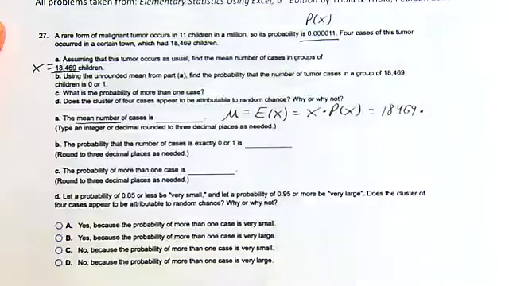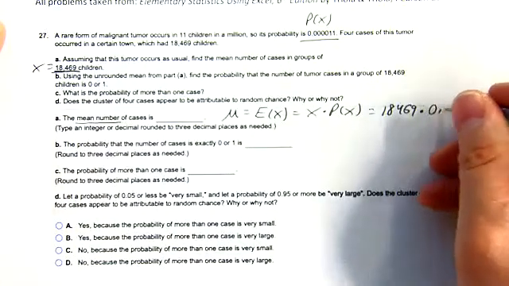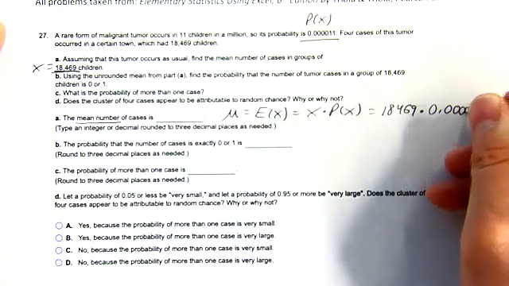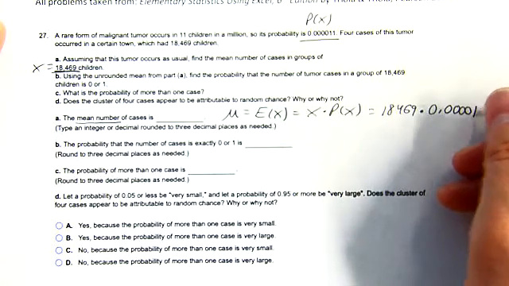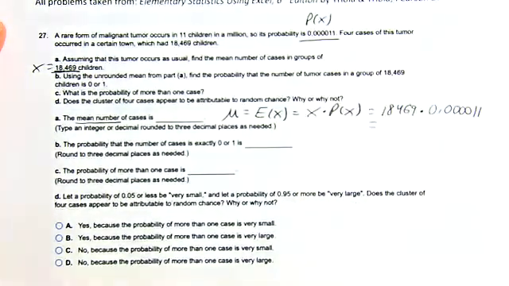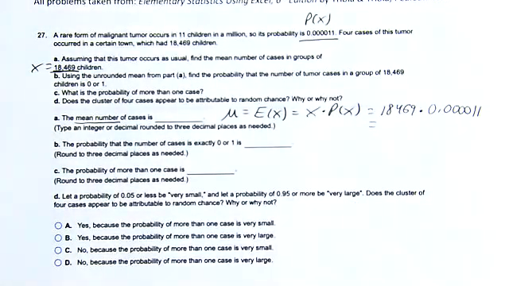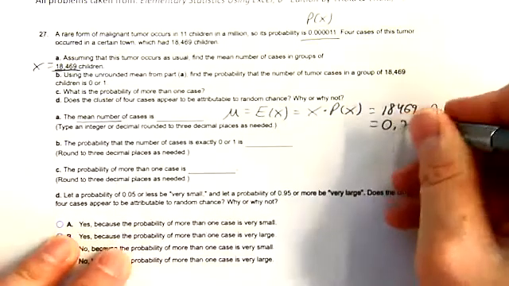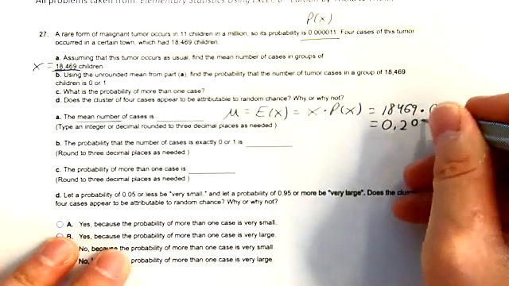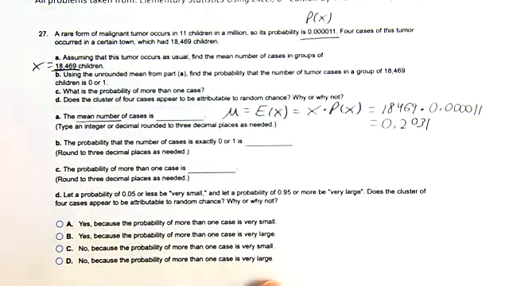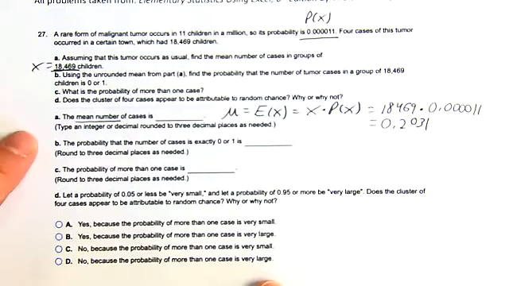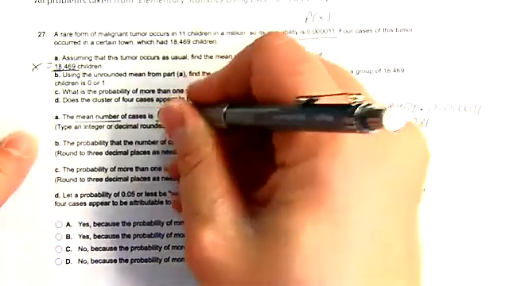So we would take that 18,469, multiply it by this really small probability, and you would get, out of 18,000 kids, we would expect that 0.2031 of them would have this tumor. So rounded to 0.2031.